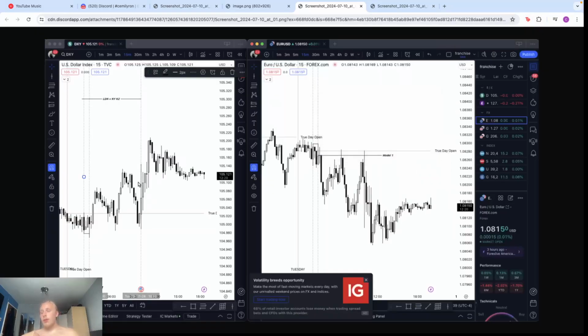So we get a sweep at the same time DXY puts in the real low of day. So this sweep is very valid. This sweep also occurs at 3 o'clock, which is the start of a new 4-hour candle.